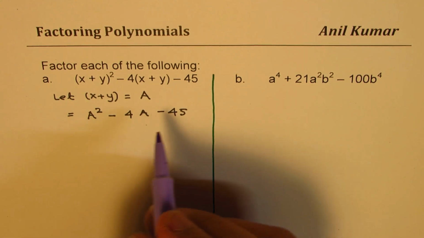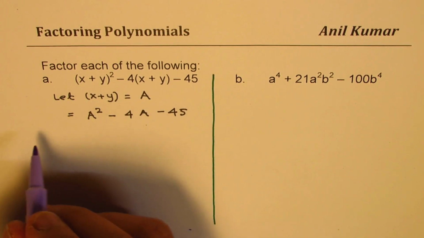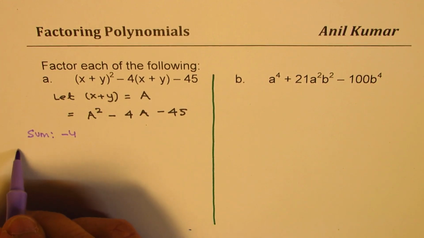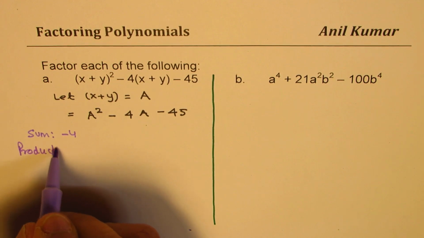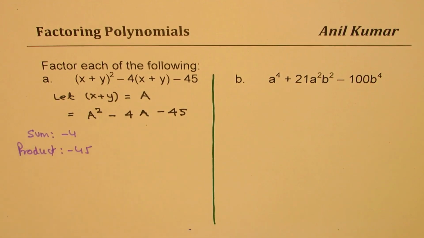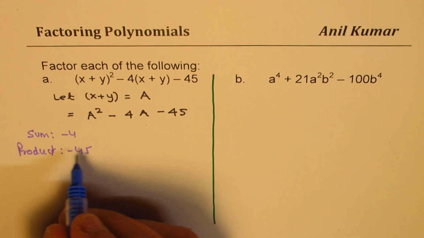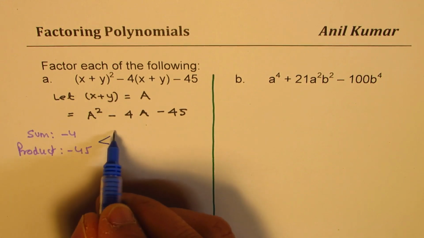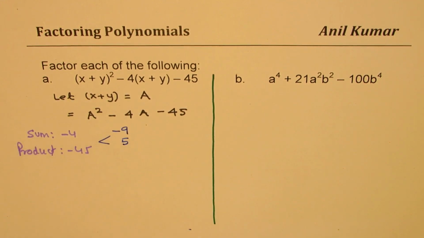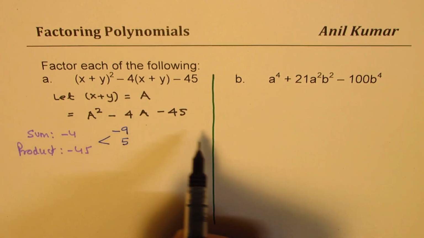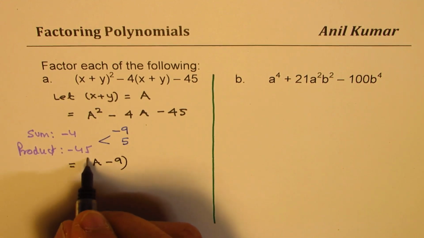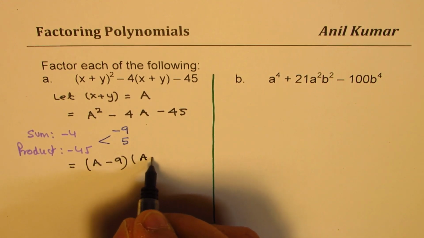Okay, so we can apply product and sum, right? So we are looking now for sum of −4 and product of −45. So the two numbers, one has to be positive, the other one negative, which could give us this result, right? So the two numbers could be 9 and 5. And 9 should be negative, 5 positive, correct? So that is the work which you have to do on the side. And once you do that, you could write this as (A − 9) times (A + 5).